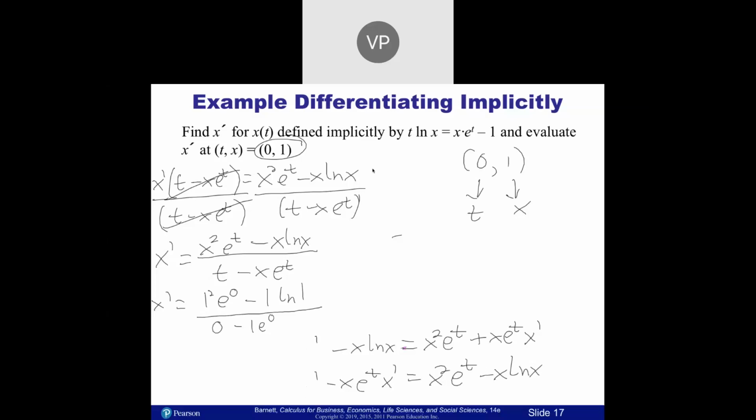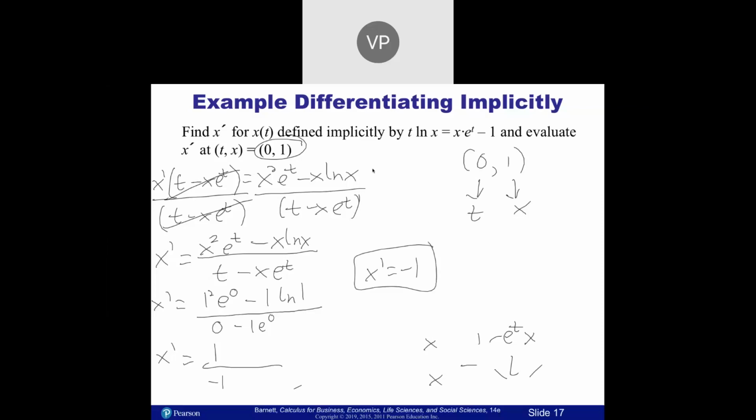Now, it's not so bad. We get natural logs, we get all this stuff here, but at least with zeros and ones, a lot of things are just going to cancel off and go away nicely. So what I'm left with is x prime equals, remember, e to the 0 is a 1, so that's 1 times 1 is a 1. Natural log of 1, if you remember that, that's a 0, so that goes away. And on the bottom we have 0 minus 1, so it's a minus 1. Ultimately, x prime equals negative 1. Okay? So that's what we have there.